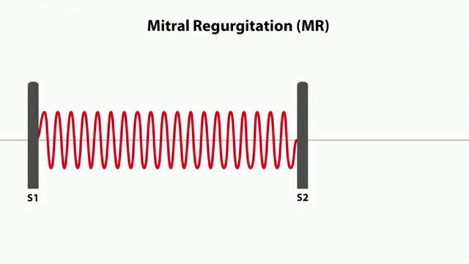But if the valve doesn't close completely, as the left ventricle contracts and pressure rises, blood is forced back across the mitral valve into the left atrium. So blood regurgitates back across the valve. So this murmur starts right after S1 during that isovolumetric contraction period, and it continues all the way to S2. So we say that mitral regurg is a holosystolic murmur. It occurs throughout systole.